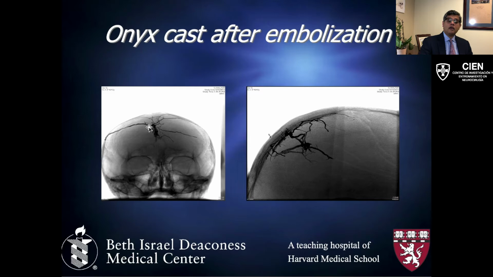This is the final onyx cast. And you can see how we have eventually got the onyx into the draining vein. So remember, there were two points where the fistula was, but there was a final vein into which it drained. And the key objective of all these embolizations is to get your onyx into this draining vein. And when you've done that, that's a successful embolization because the rest of the feeders then disappear.